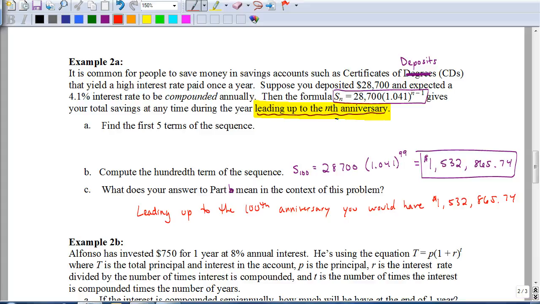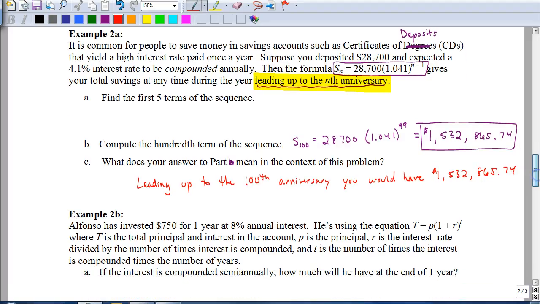You want to make sure that you phrase it the way they indicate in your story problem. When they describe the value of n or whatever the variable is, that's where the hint will be. So in this case, it's leading up to the nth anniversary. So we'd say leading up to the 100th anniversary, you would have $1,532,865.74. So in a nutshell, that is how we find and use explicit formulas. So good luck on your assignment.